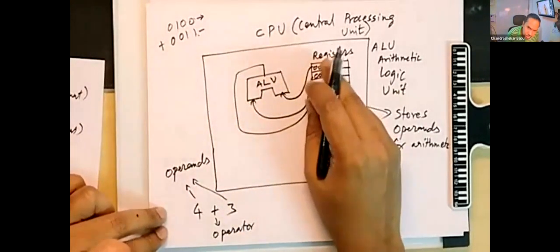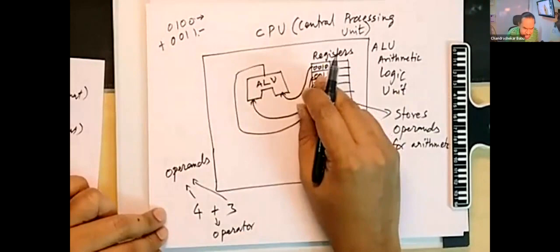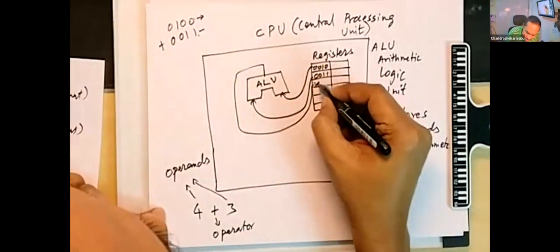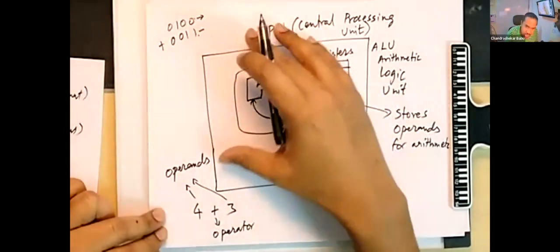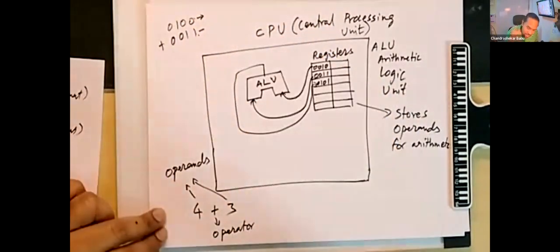Maybe 0010 plus 0011. It's actually 2 plus 3. It'll be 5, right? It'll be 0101, right? This will be stored here. So this is how computation happens in a CPU.